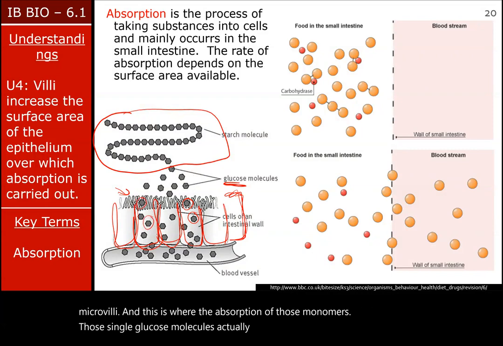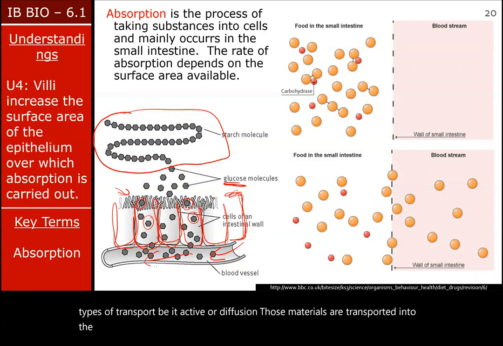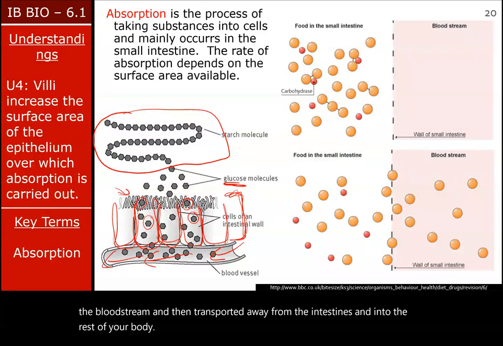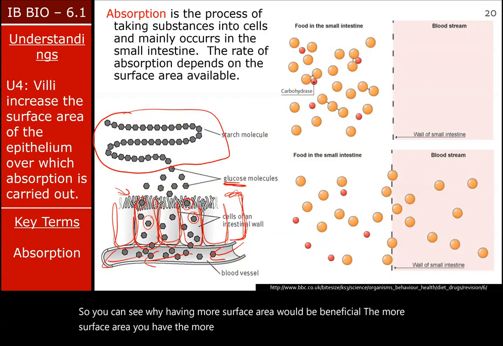Then through different types of transport, be it active or diffusion, those materials are transported into the bloodstream and then transported away from the intestines and into the rest of your body. So you can see why having more surface area would be beneficial. The more surface area you have, the more you can absorb.